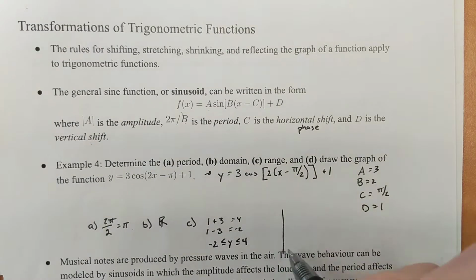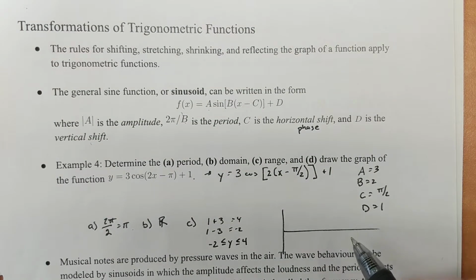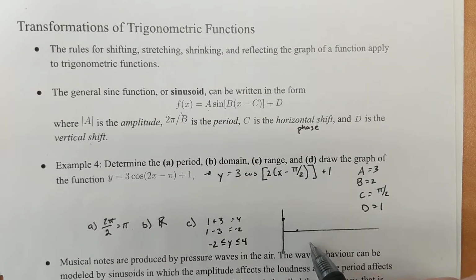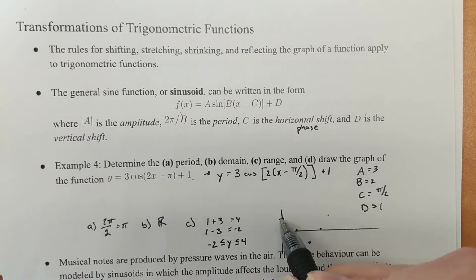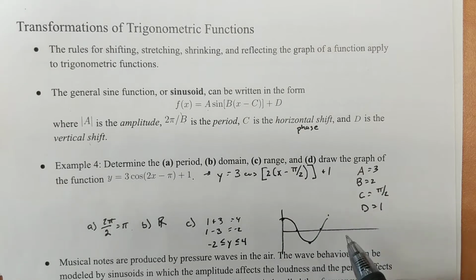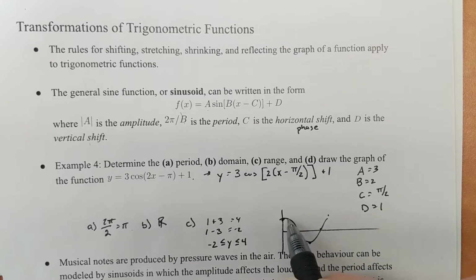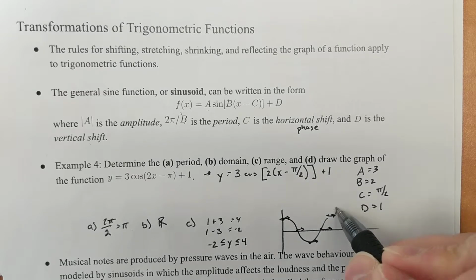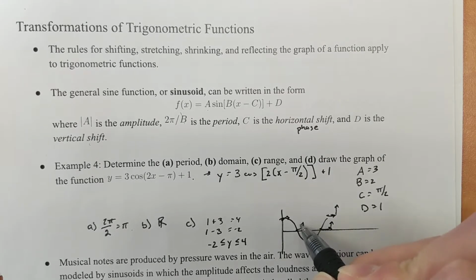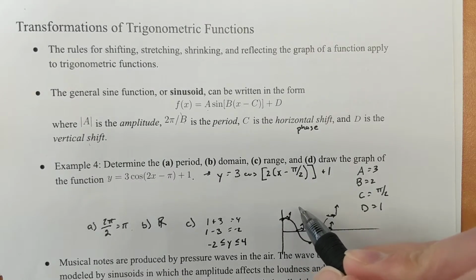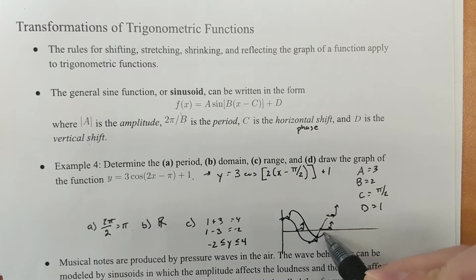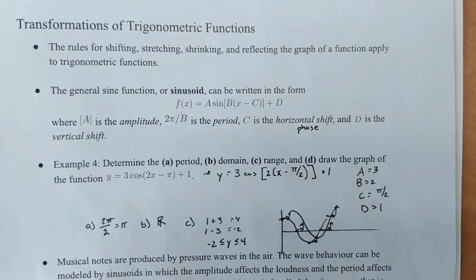Then part D, we're asked to graph. So this is a cosine function. So cosine has this generic shape, but it's going to get shifted right by pi over 2 units, and then shifted up by 1 unit. So this is kind of a sloppy curve, but you get the vague idea.